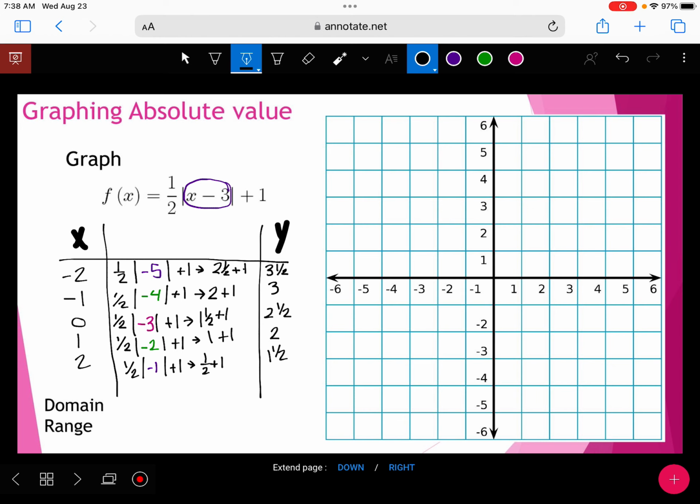For the x value of 1, you multiply 1/2 times negative 2. We have to do the absolute value first. So the absolute value of negative 2. It's how many steps away? And then multiply. So 2 times 1/2 gave us positive 1.